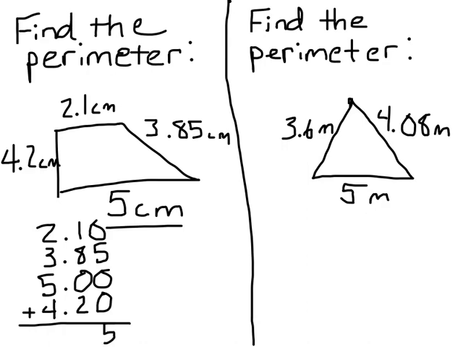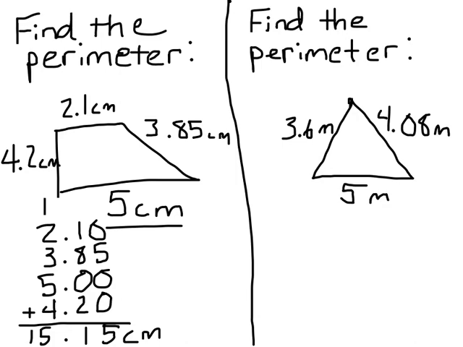Well, 5 plus 0 plus 0 plus 0 is 5. 1 plus 8 is 9, plus 2 more is 11. Remember, I bring my decimal straight down. 1 plus 2 is 3, plus 3 more is 6, plus 5 is 11, plus 4 more is 15. So the correct answer is 15 and 15 hundredths centimeters.